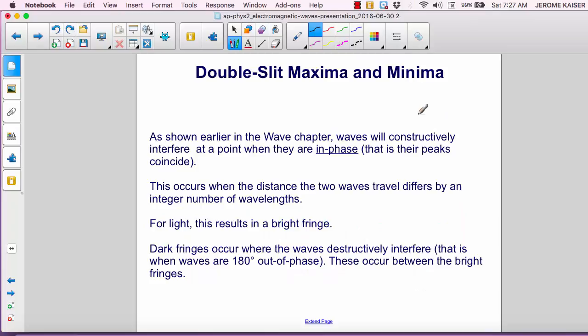To summarize the discussion on the last slide, and to compare with previous work that we've done, we know from the wave chapter that waves will constructively interfere at a point when they are in phase, that is, their peaks coincide. This occurs when the distance two waves travel differs by an integer number of wavelengths. And for light, this constructive interference results in a bright fringe. Dark fringes occur where the waves destructively interfere, that is, when the waves are 180 degrees out of phase, or a half a wavelength difference in distance traveled. These occur between bright fringes.